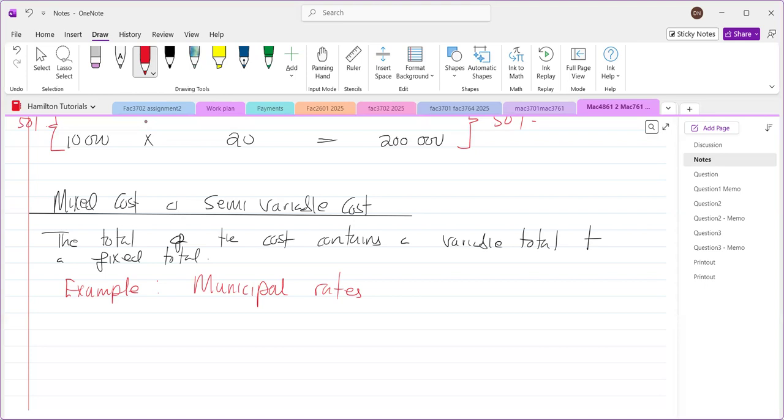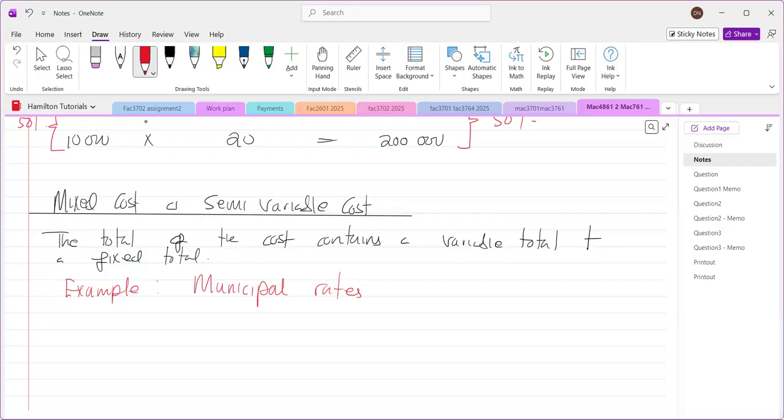The more times that you open the tap, the cost increases, that's variable. The more times that you use the stove, the electricity bill increases. But at the end of the day, that variable element will be added to that 80 rand, which is the fixed cost, to give you a total. So we call that a mixed cost.